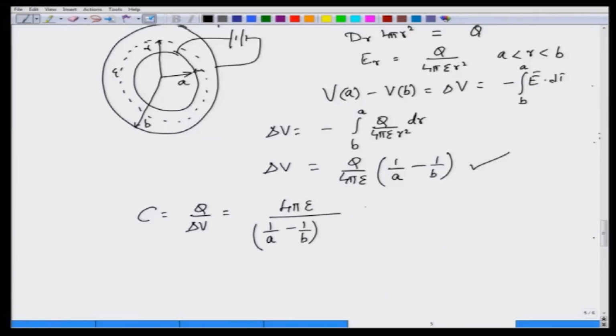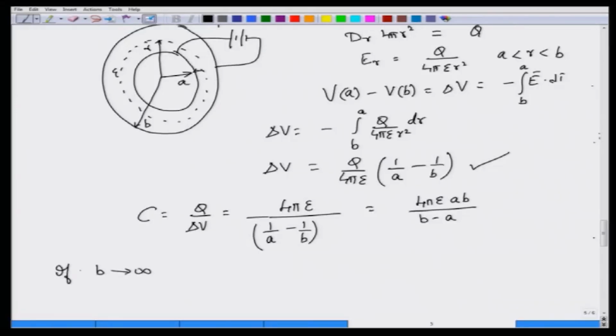You can simplify this by multiplying by a b. So, you get 4 pi epsilon a b by b minus a. This makes sense because b is greater than a, so b minus a is a positive quantity. What happens if b goes towards infinity?